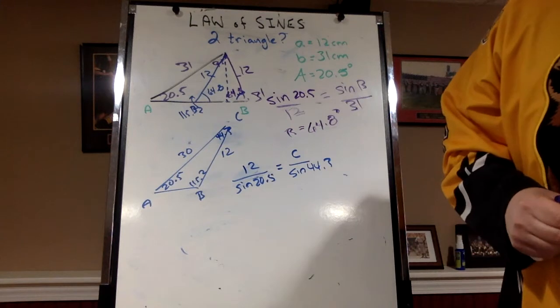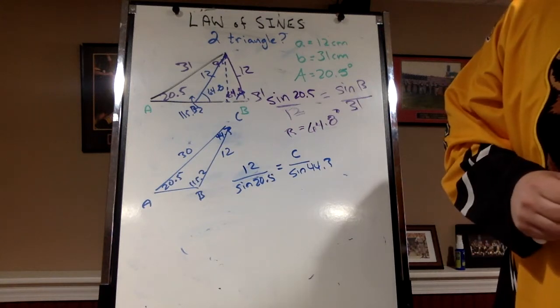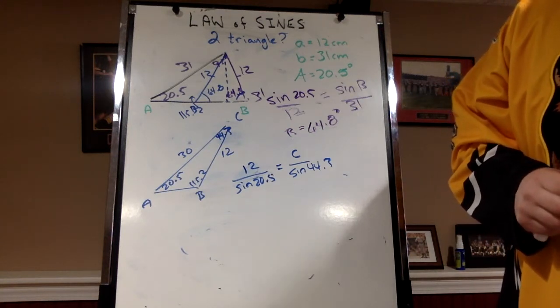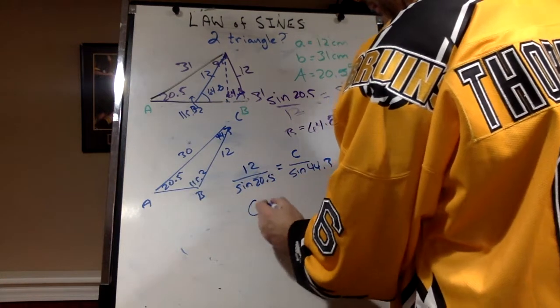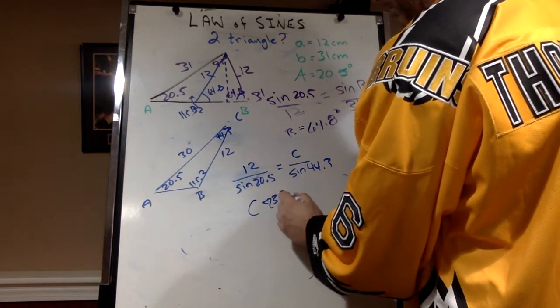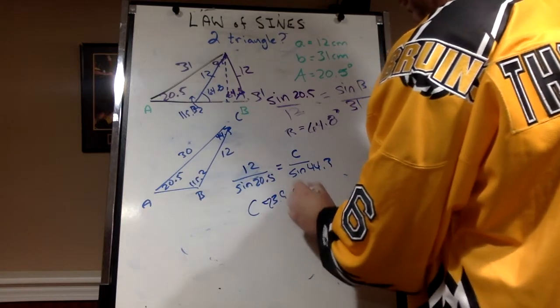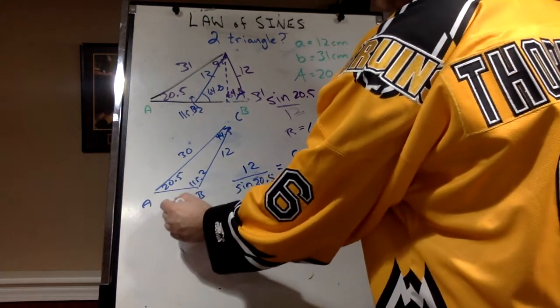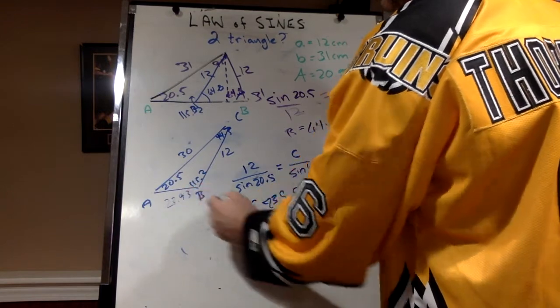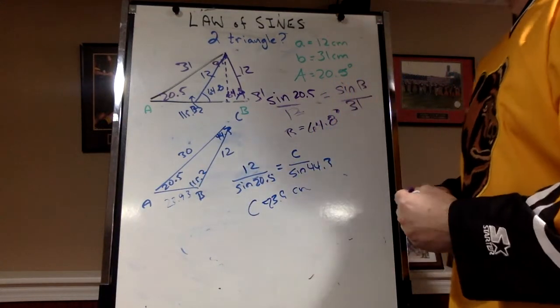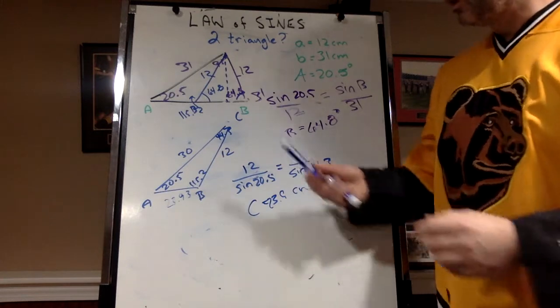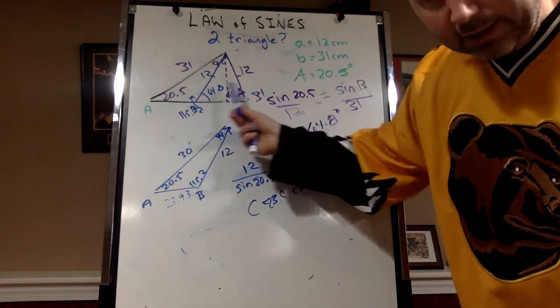Multiply that out. And what do we get for the third side? 23.93. Of course, that's centimeters. Boom. And then there we go. Two complete triangles. It's kind of tricky, but notice again, isosceles triangles.